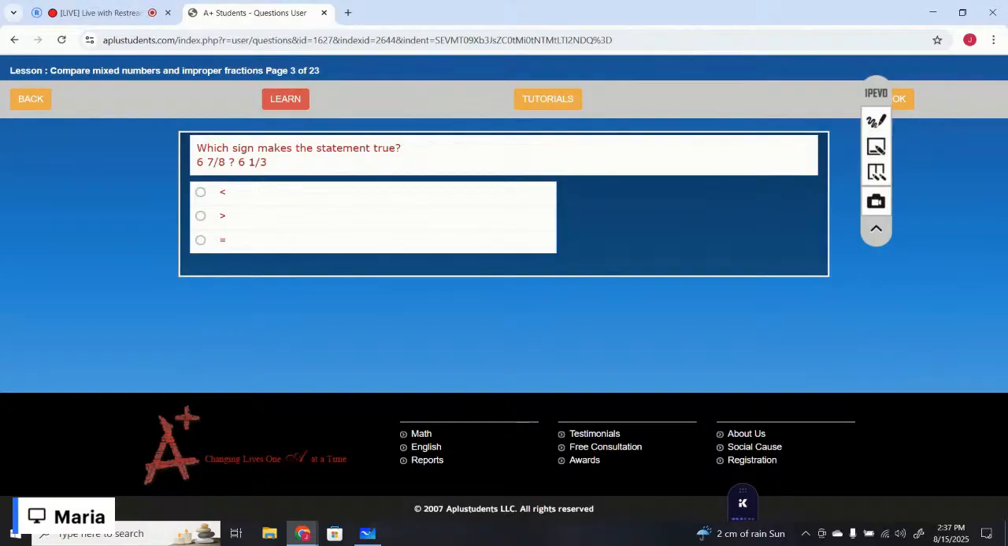Which sign makes the statement true? 6 whole 7 over 8 and 6 whole 1 by 3. So 6 whole 7 over 8 is greater than 6 whole 1 by 3. Option number 2 is the correct option.